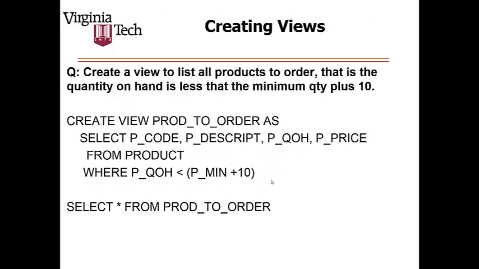Well, so the view is just a query. Right here we say create view products_to_order as the results of this query, which is select the product code, the description, quantity on hand, and price from product where the quantity on hand is less than the minimum order number plus 10 items. And then once you create this view, anytime you want to see what is on the list of products to order, you just say select star from products_to_order, and you use the view name as the table name.